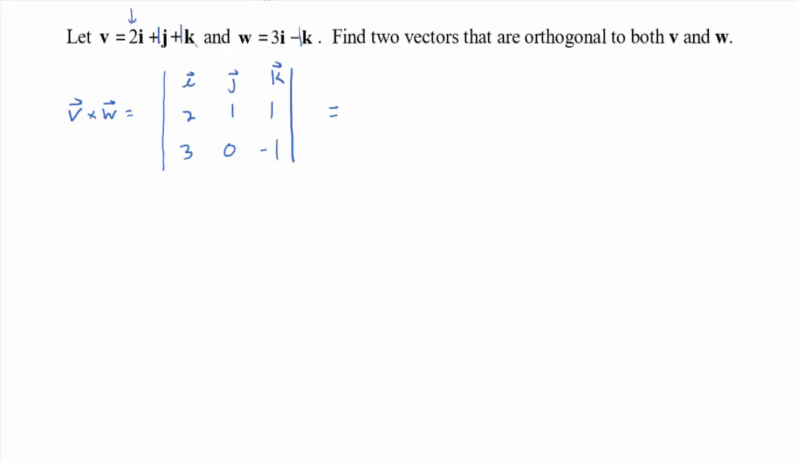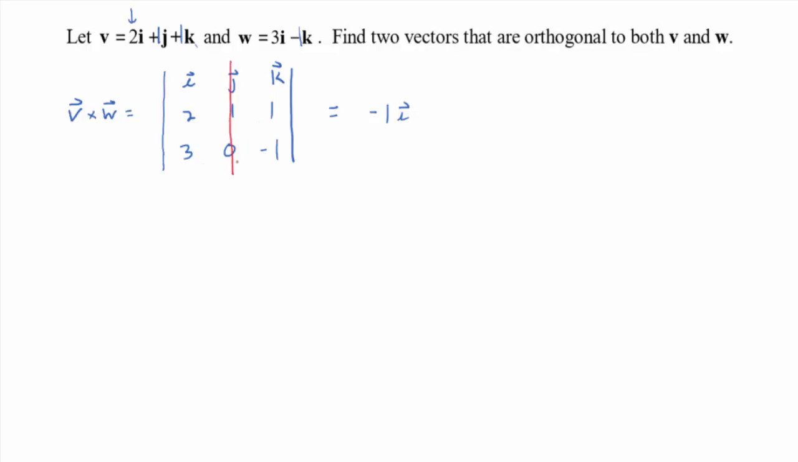Okay, let's try it. Cross out the first column, ignore the top row now, and just look at the determinant of the submatrix that's left. So 1, 1, 0, negative 1. Take that determinant. What do you actually get? Negative 1 minus 0. So negative 1 i. So that's your first component. Is that okay? All right.